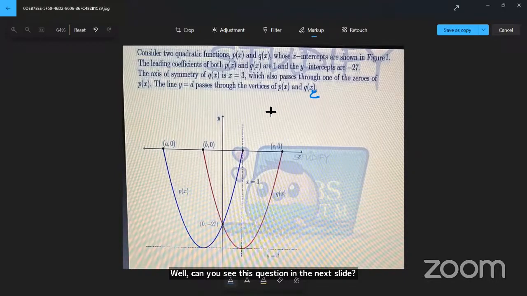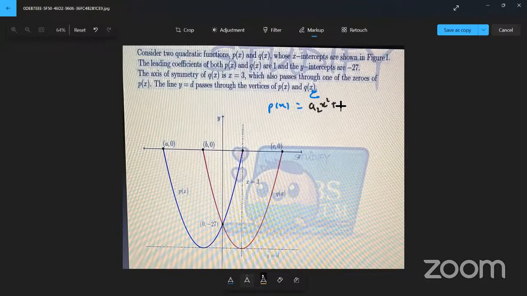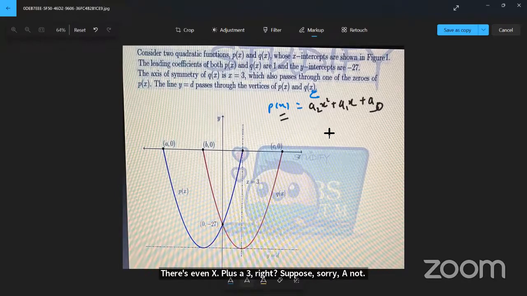Suppose your p(x) is looking like this. This is a quadratic equation, as you know. Are you able to see this? Yes, it's visible. So it is a2 x squared plus a1 x plus a naught, right? Suppose this is your p(x). Okay, you have q(x), right?